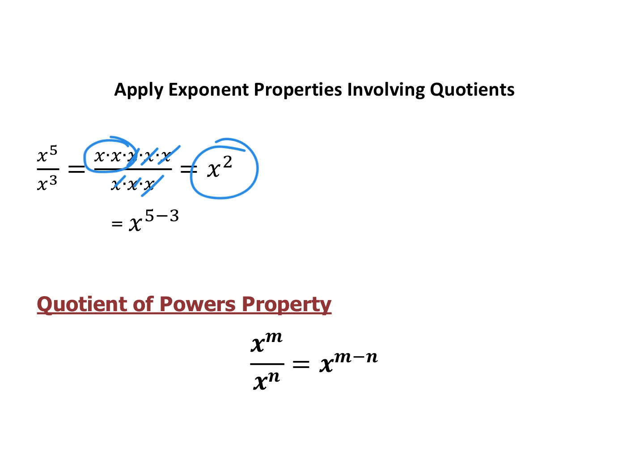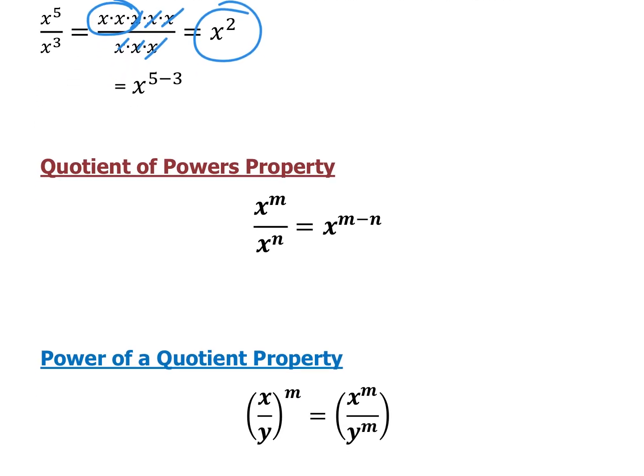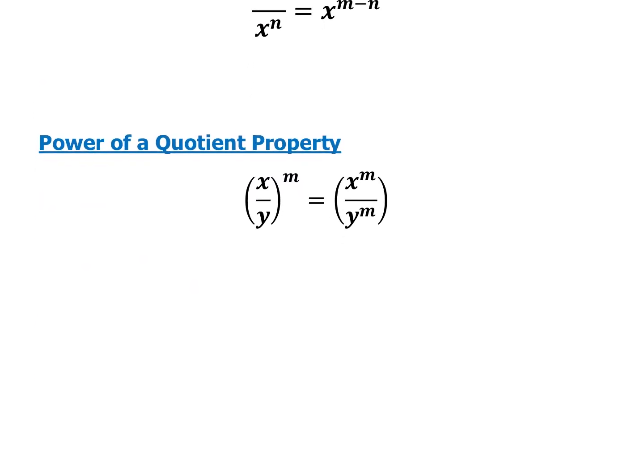If you recall, multiplying like bases added exponents. Now when we divide like bases, x and x, we're going to subtract the exponents. The exponent in the numerator minus the exponent from the denominator. That's the quotient of powers property. Dividing like bases, subtract the exponents.